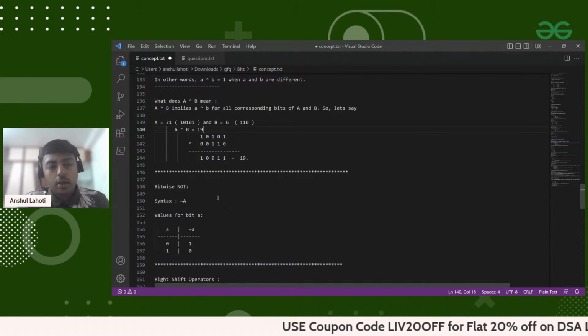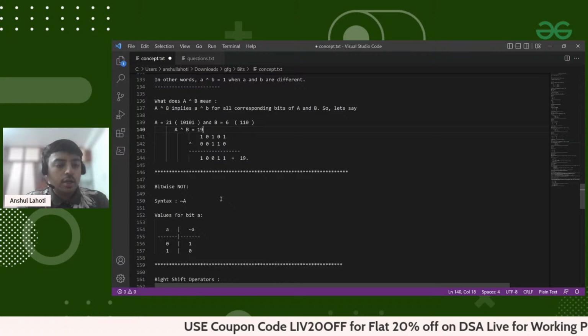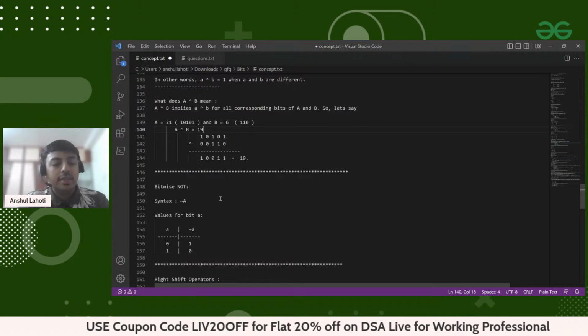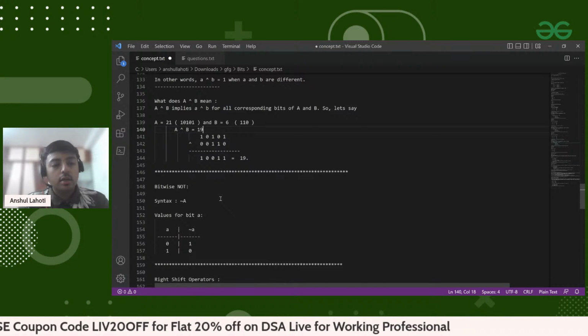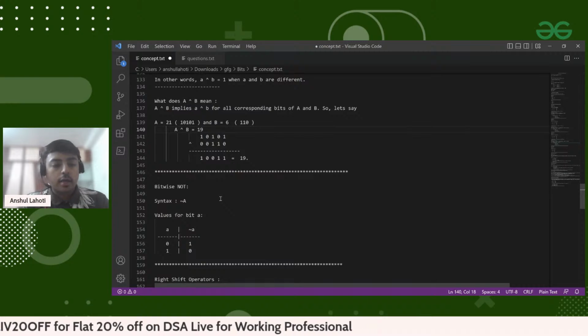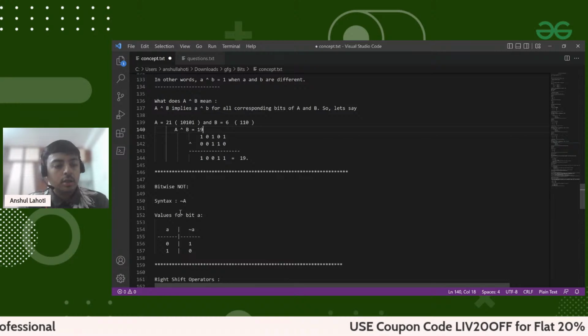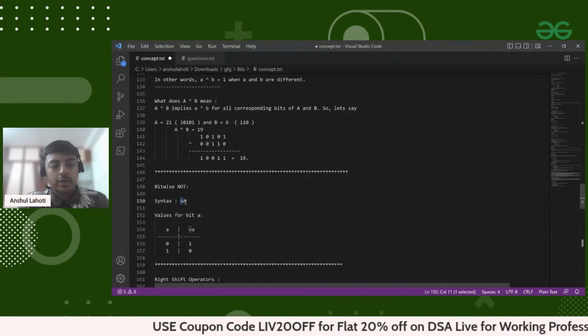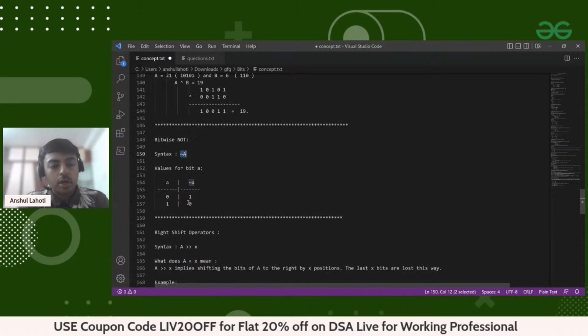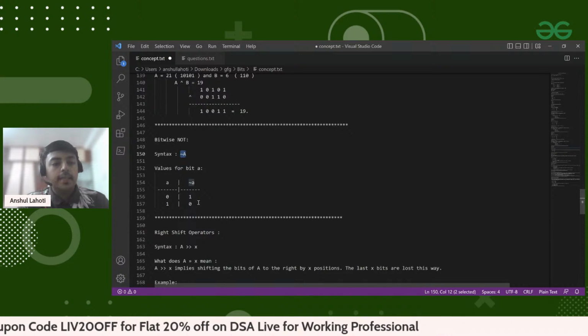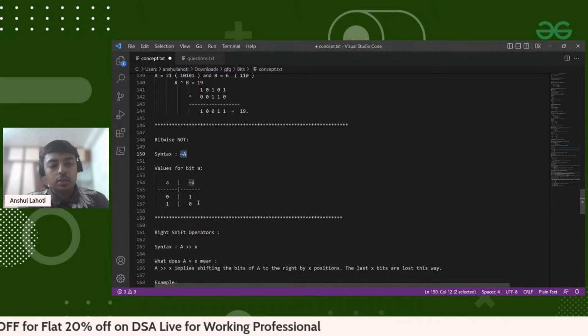There is one more bitwise operator: NOT. It's basically taking the opposite of that bit. If the bit is 1, then the NOT of that bit will be 0, and if the bit is 0, then the NOT of that bit is 1. The syntax is very easy, just a NOT operator. So these are the basic bitwise operators.